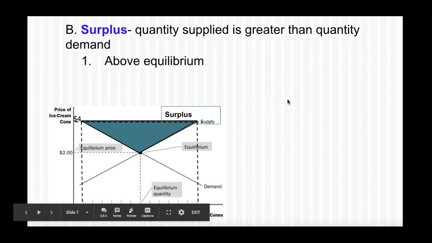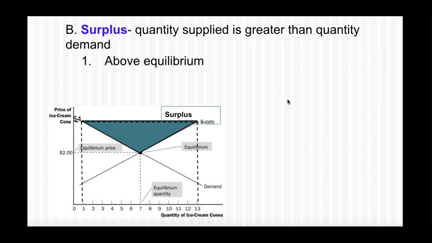Let's say this ice cream cone salesperson is going to try setting the price of the ice cream cones at $4. So maybe they're getting greedy. Maybe they think, yeah, I can go and make a lot of money if I sell them at $4 a piece. Well, what's the problem with that?